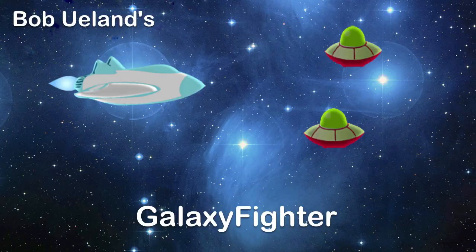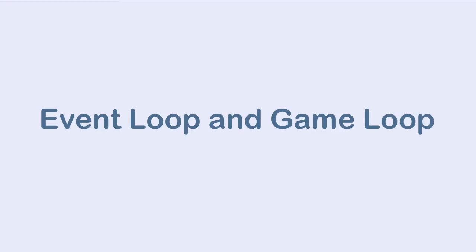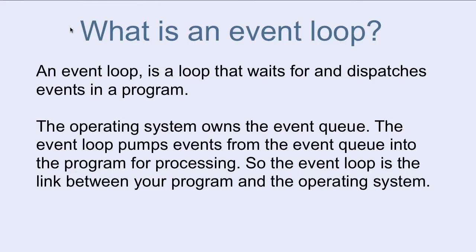Galaxy Fighter. This lesson is called the event loop and the game loop. What is an event loop? An event loop is a loop that waits for and dispatches events to a program.